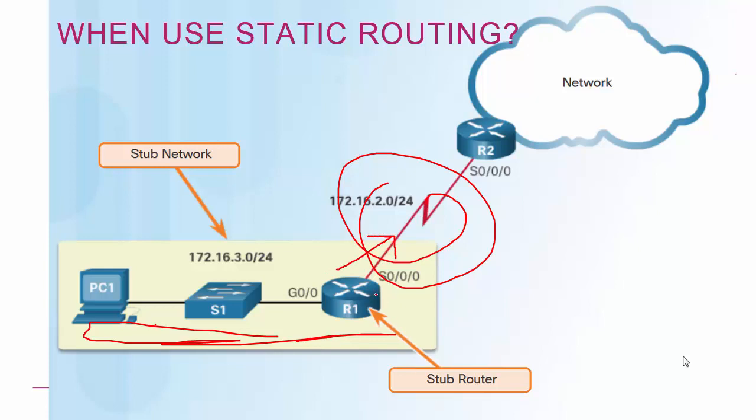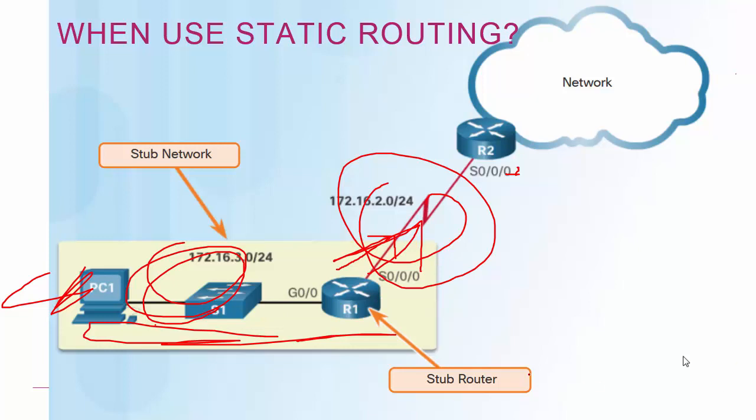We call this a stub network, and this a stub router, because it's, well, what would you say, an end. There is no continuation in this area. There is only one network to care about. This is a perfect example of where we could use static routing. In this scenario, router 2 would be configured with a static route to the network down here, and router 1 would be configured with a static default route, saying that whenever it's not for my network, then just send it out this way.